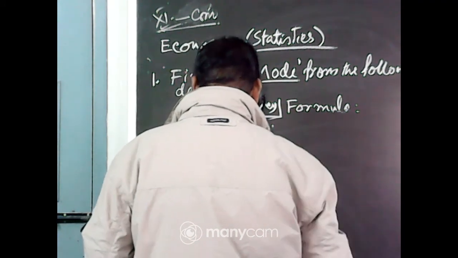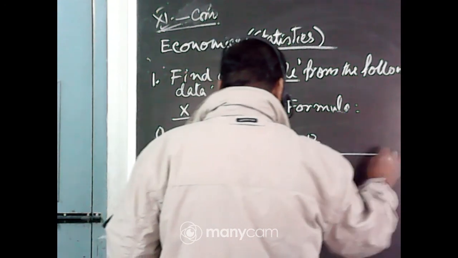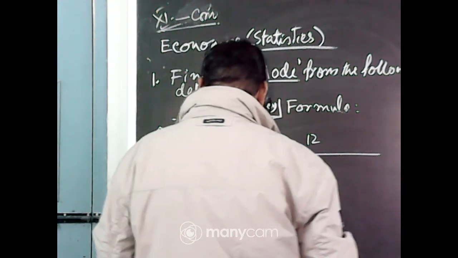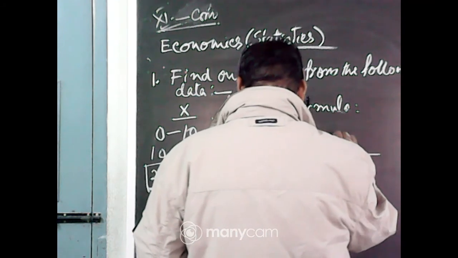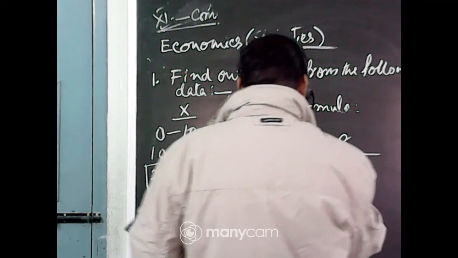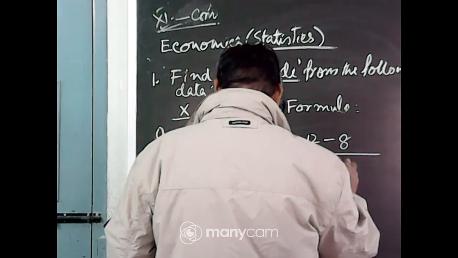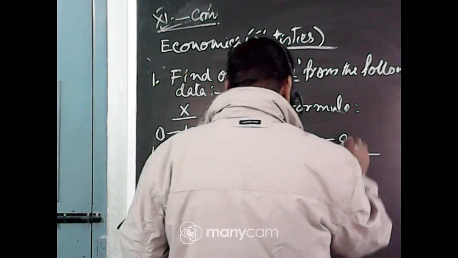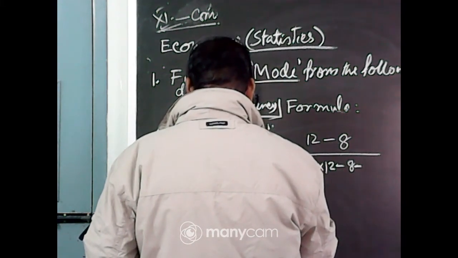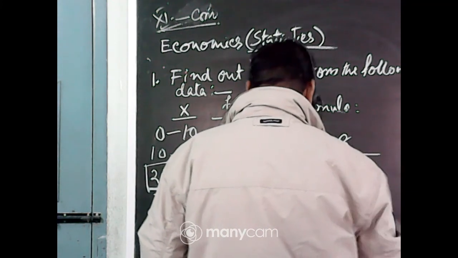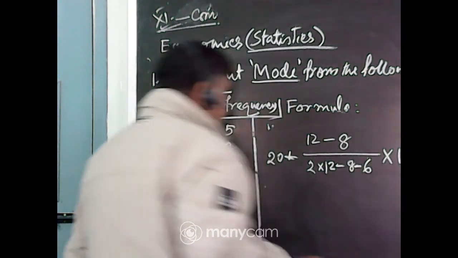plus F1. This is F1, 12 minus F0. F0 is the preceding class, so minus 8, and 2F1. I think you can remember 2F1, that is 2 into 12 minus F0. F0 is 8 minus F2. F2 is the next frequency level, 6, into I. I means class interval, 10.